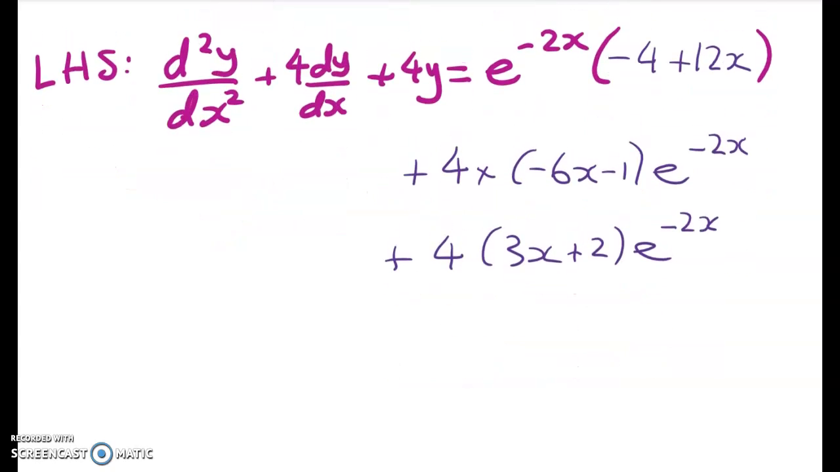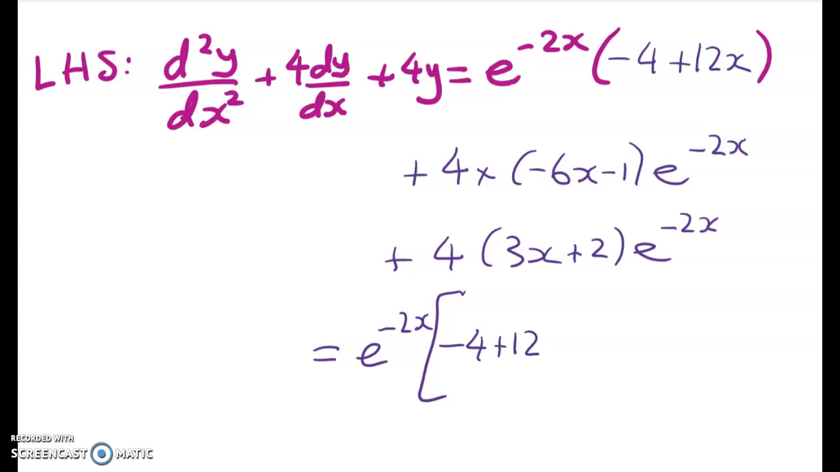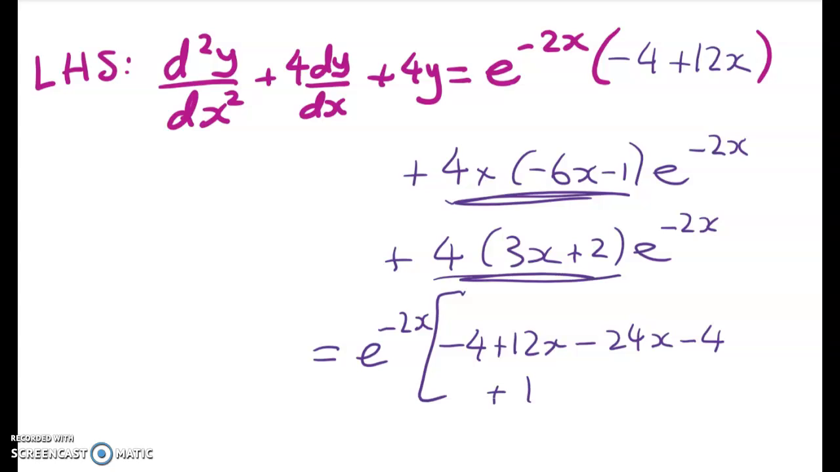Just make sure when you're doing a question like this that you are checking everything's being substituted correctly as you go, or you'll get a little bit annoyed at the end. We're going to collect up, take out the common factor, e to the negative 2x, and start to gather everything up. So negative 4 plus 12x, now I'm going to expand this, minus 24x minus 4, and now this, plus 12x plus 8.